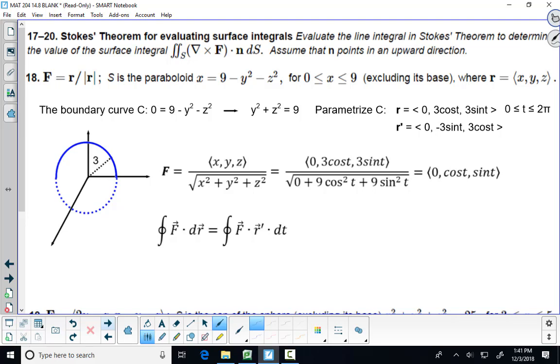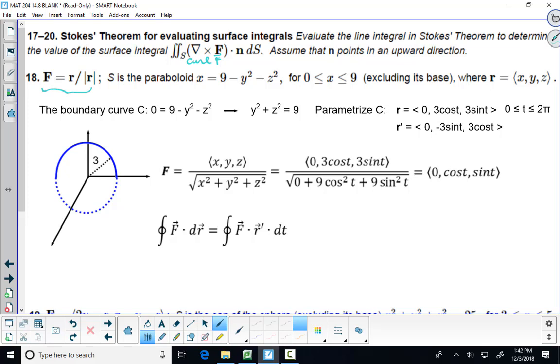All right, so here is the one example where we're not going to use the xy plane as the domain. First off, don't get tangled up in the notation here. This just means curl of f. And they tell us that we want to evaluate the line integral in Stokes' theorem to determine the value of the surface integral. Assume that n points in the upward direction. And we are dealing with this vector field.